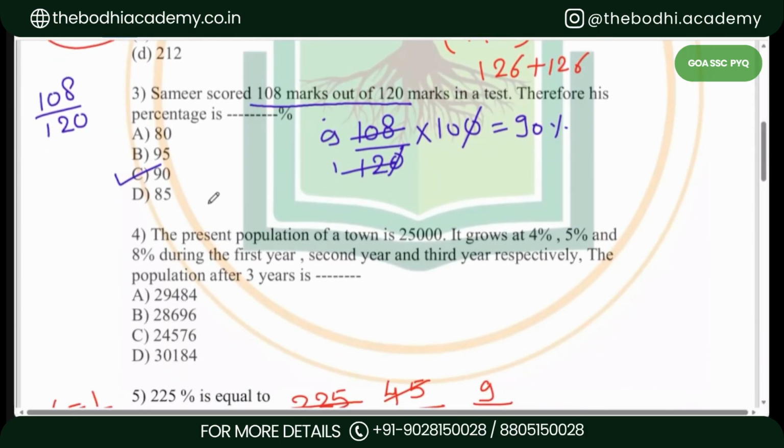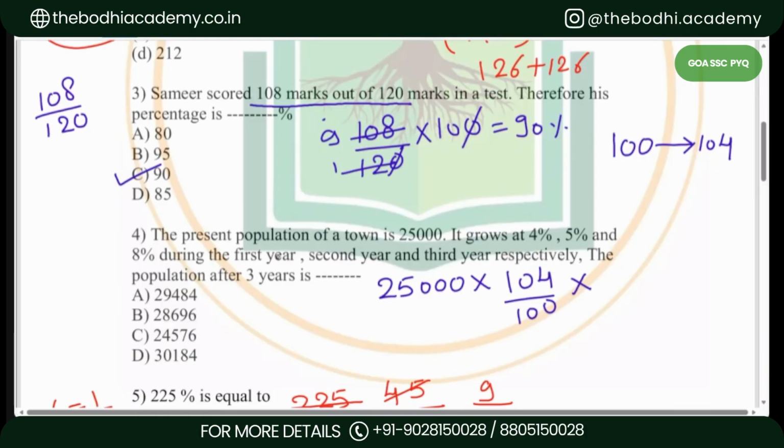Question number 4. The present population of a town is 25,000. It grows at a pace of 4%, 5%, and 8%. It means the first year it is growing at 4%. If your pocket money is 100 and it grows by 4%, it will be 104. So in the first year it will be 104 upon 100.